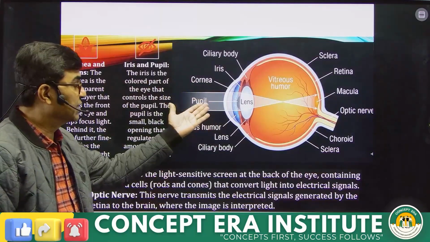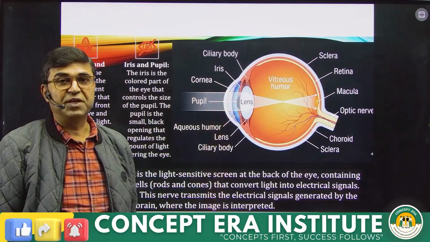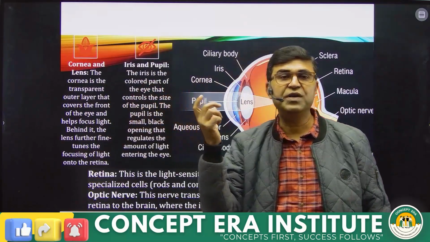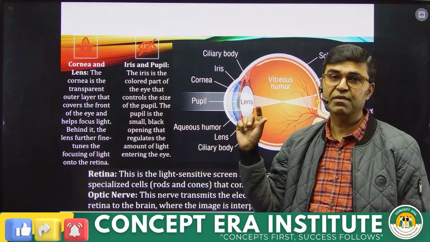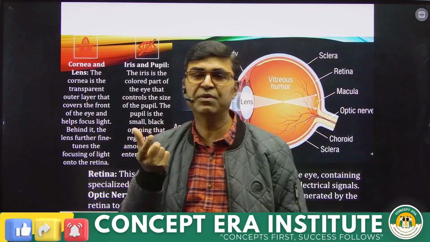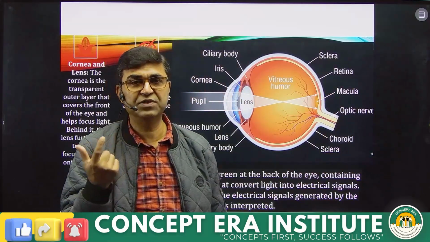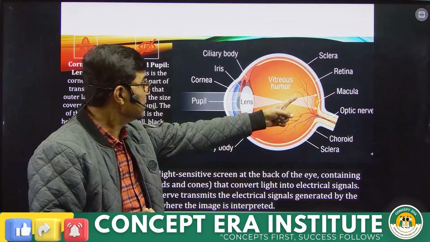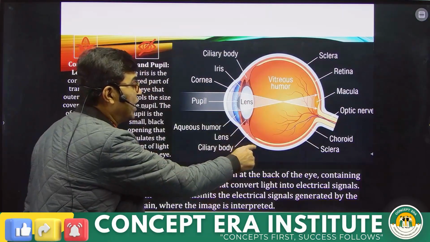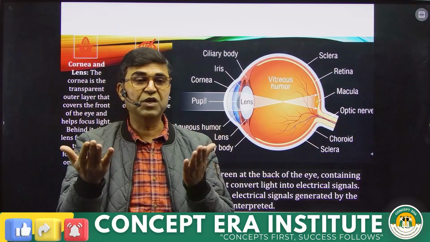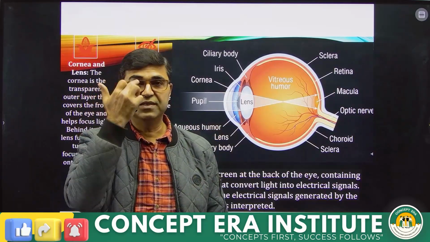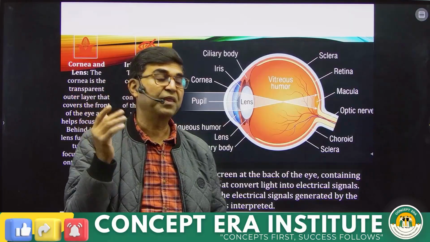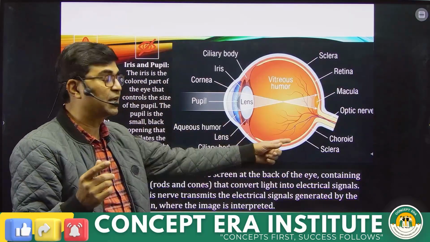First, we will study the structure of the human eye. The human eye is actually a sphere the size of a table tennis ball. The diameter is about 2.3 to 2.5 centimeters. The spherical portion, the white portion, that when we are talking to somebody, we see the black portion and the white portion on both the sides. That white portion is known as sclera.